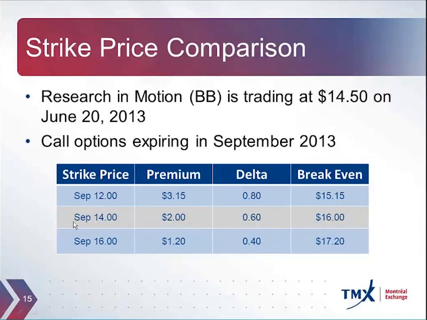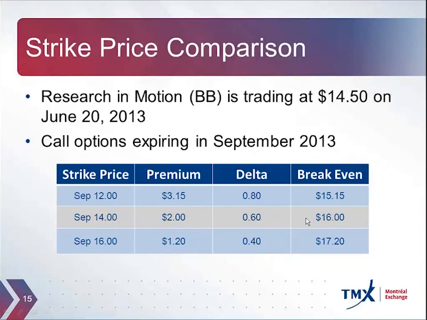If we take a look at the September 14 contract, it's actually slightly in the money, but I use that as basically an at-the-money example. Premium was listed for $2. The delta is 0.60, so 60 cents. You'll notice how that at-the-money option contract has a lower delta. And your break-even point is 16.